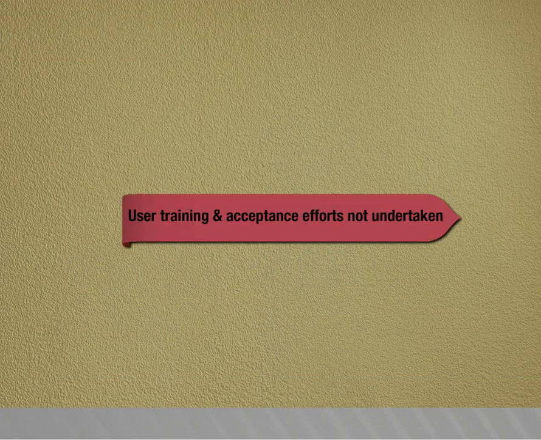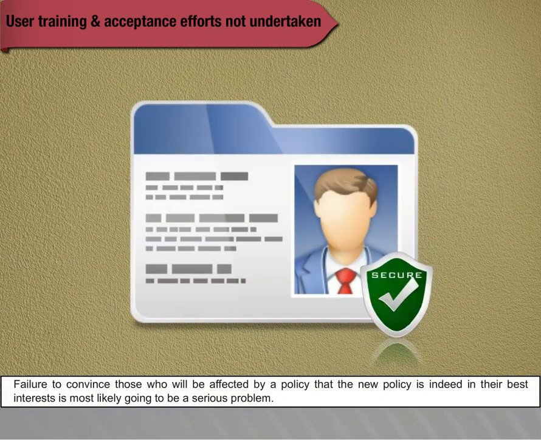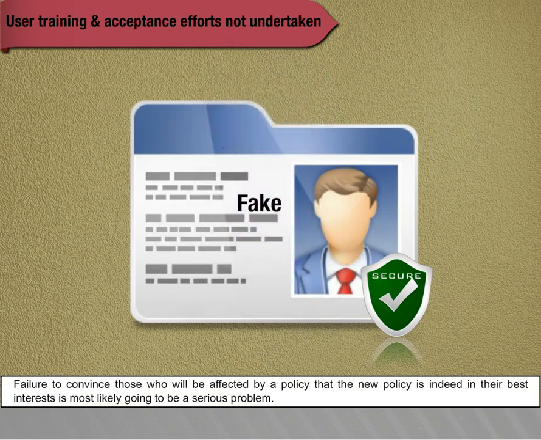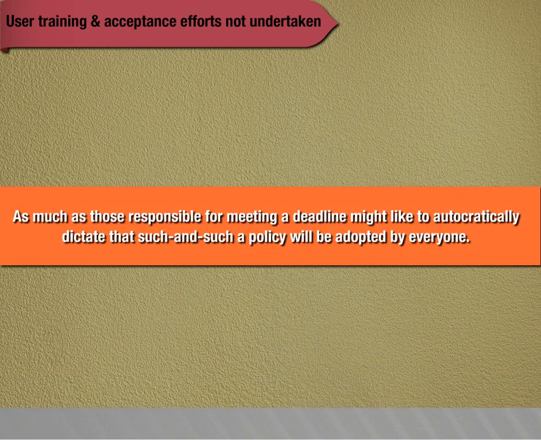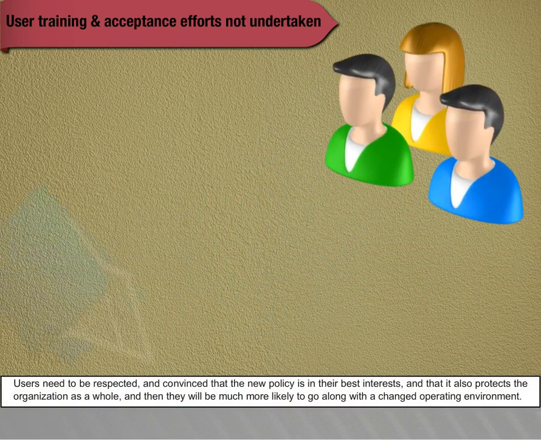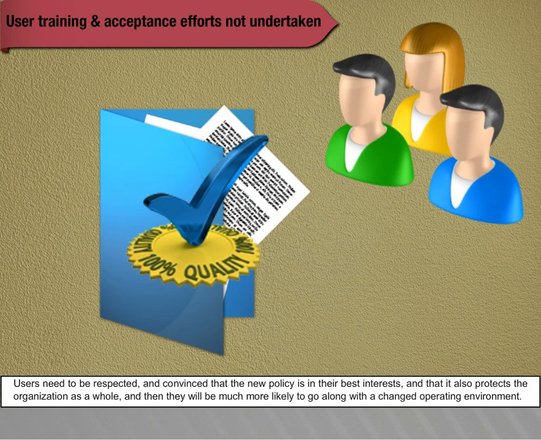User training and acceptance efforts not undertaken. Failure to convince those who will be affected by a policy that the new policy is indeed in their best interest is more likely going to be a serious problem. As much as those responsible for meeting a deadline might like to autocratically dictate that such and such a policy will be adopted by everyone, users need to be respected and convinced that the new policy is in their best interest and that it also protects the organization as a whole, and then they will be much more likely to go along with a changed operating environment.